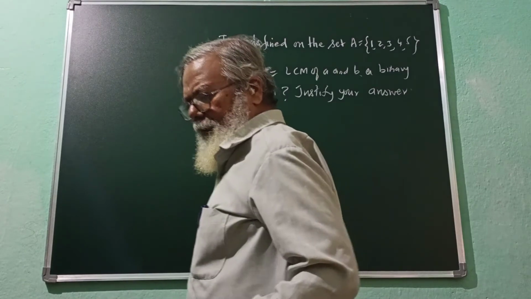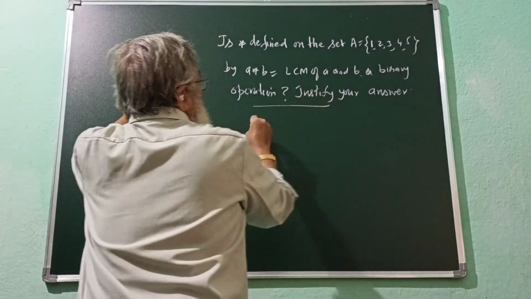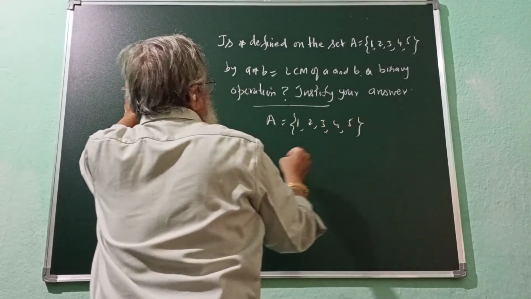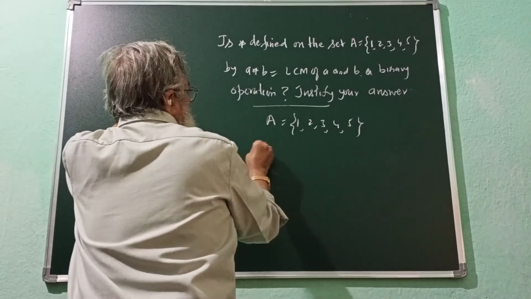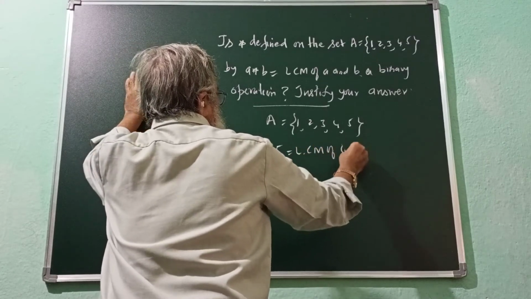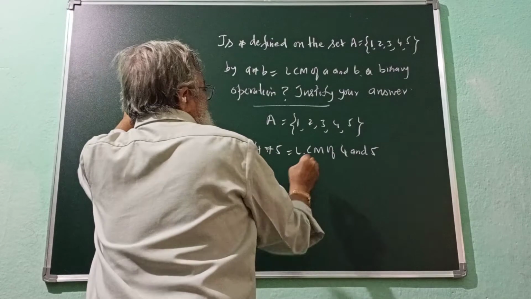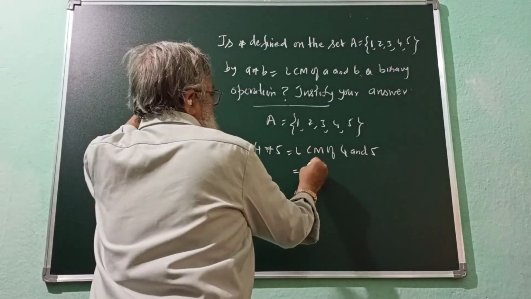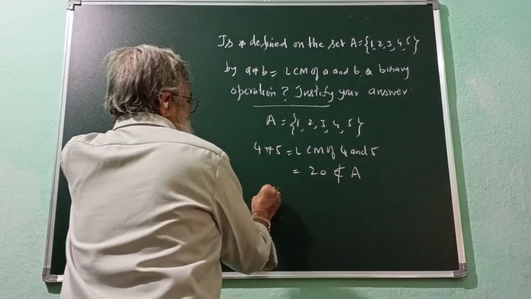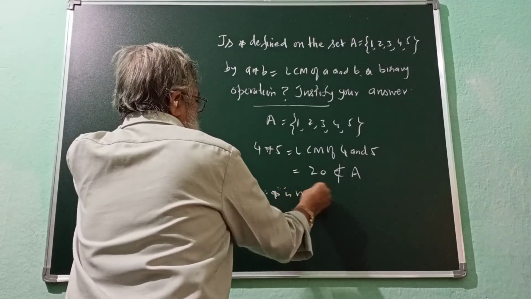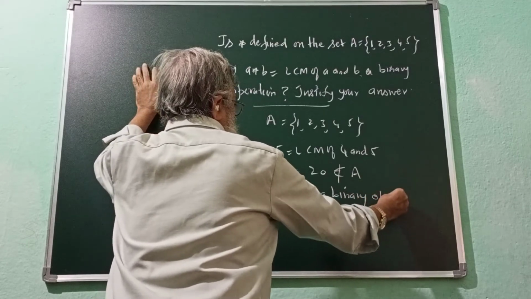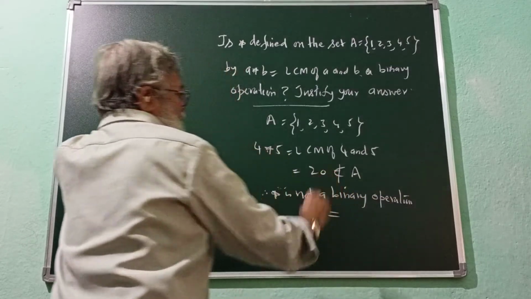Now, set A is given by the set {1, 2, 3, 4, 5}. Let us take one example, 4 star 5, that is the LCM of 4 and 5 by the definition. The LCM of 4 and 5 is nothing but 20. But we see that 20 is not in A. It does not belong to A. Therefore, star is not a binary operation.